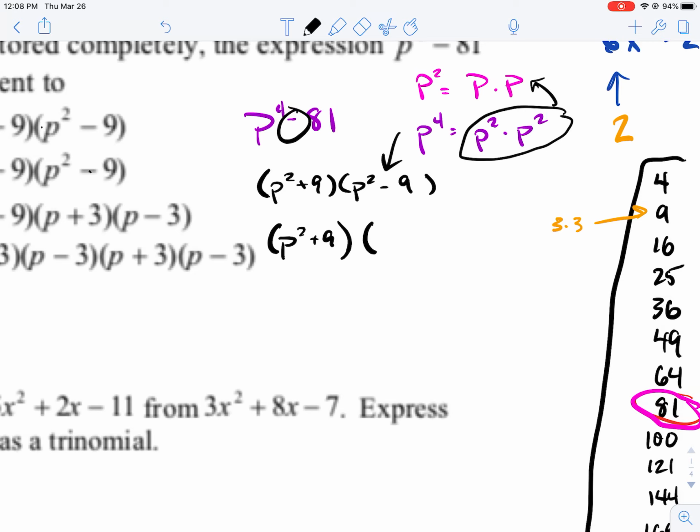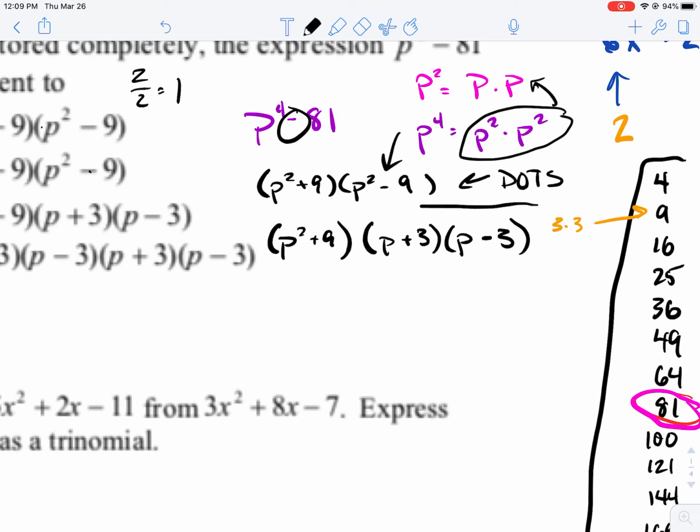So this is, again, another difference of two squares. So we have to split this up again. So we split the p's up now, okay, because there's 2. So take 2, divide it by 2, you get 1, so that means you're going to put 1 p on either side, plus or minus, and the square root of 9 is 3 times 3. And that is your final answer.